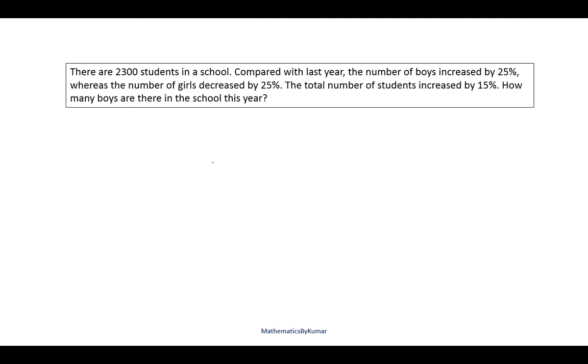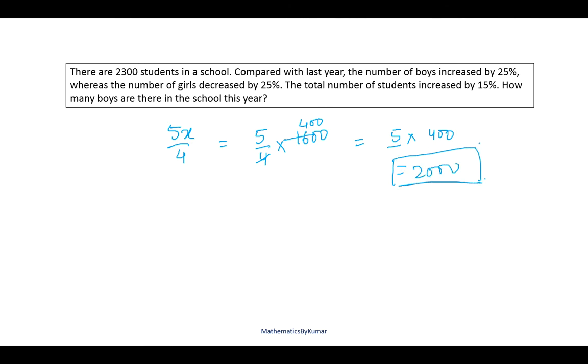So we had found out that the number of boys this year was 5x by 4. So the only thing I need to do is put the value of x, which is 1600, and I get 5. I can cancel this out, so I get a 400. I get 5 into 400, which is 2000. This is my answer. This is what you'll have to report as the final value. This is the number of boys this year.